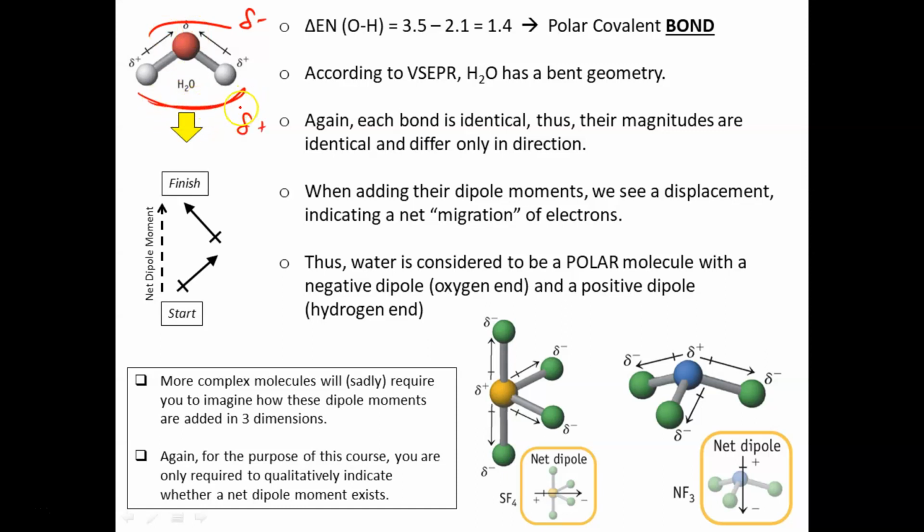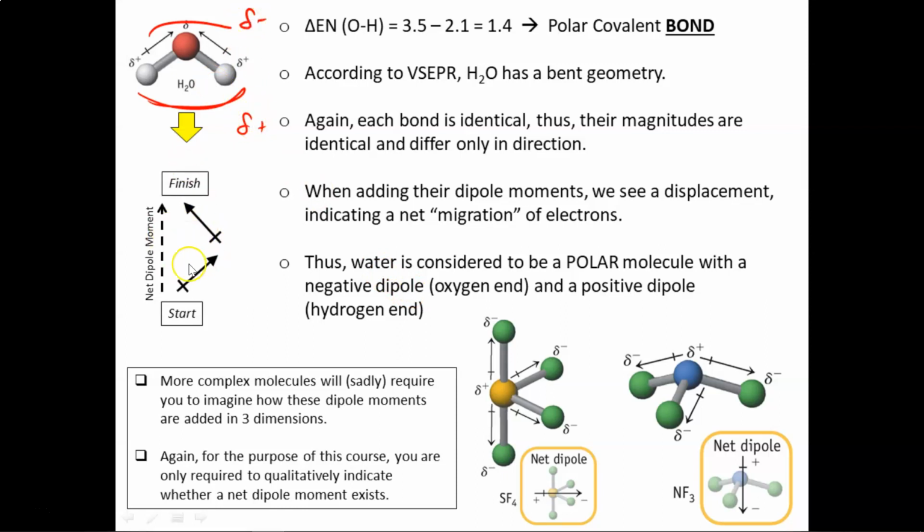So now we have a north pole and a south pole, a negative pole, a positive pole, or at least partial negative, partial positive. And so this molecule does allow for polarity. Its geometry allows for polarity. As such, water is considered to be a polar molecule with a negative dipole at one end, and a positive dipole, the hydrogen end. Now, if you recall, we call it a dipole because di means two, pole meaning ends, and there are two ends, the partial negative end and the partial positive end.